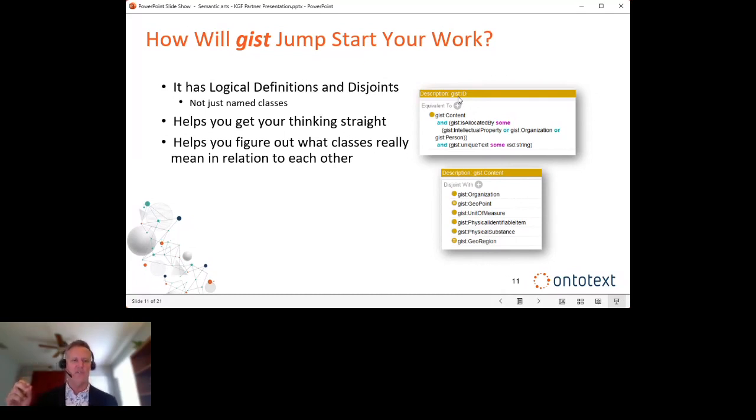Again, I'll give some examples of this, and I think you'll see what I mean by having rigorous definitions that aren't just textual or just a named class. It really helps you parse out your thinking a little bit better. I'll go into some examples very soon.